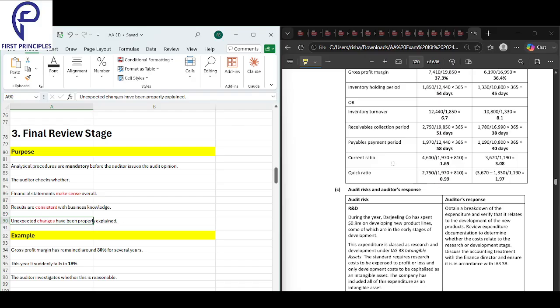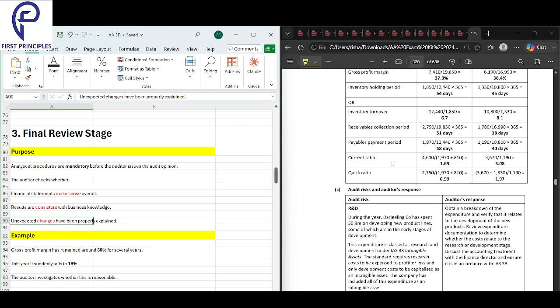Current ratio is current asset by current liability. Quick ratio is current asset by current liability, and in current asset we will minus inventory. That is quick ratio. Payables payment period is again payables by purchases into 365. Receivables collection period is receivables by revenue into 365.